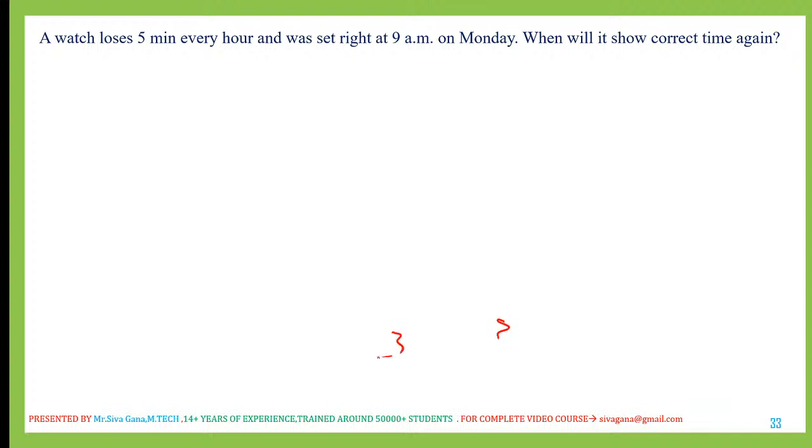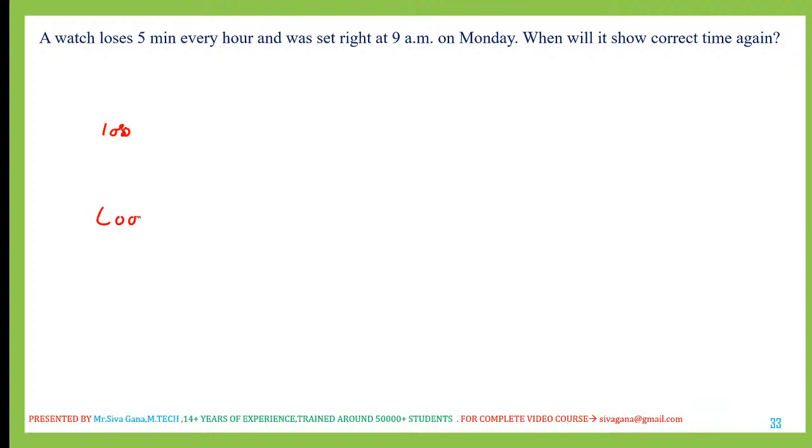Okay, thank god. So if a clock loses time, it will definitely show wrong time. Or if a clock gains time, it definitely shows wrong time. Whether in a losing case or gaining case, the clock again shows correct time after losing 12 hours or gaining 12 hours. Very, very important point.